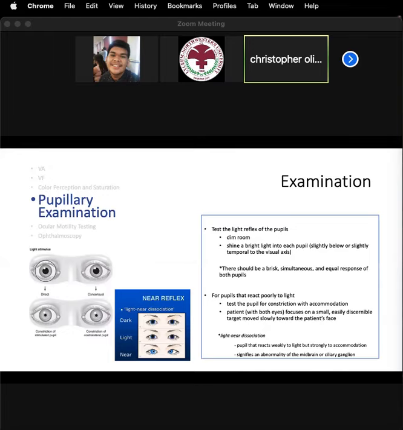Now, for pupils that react poorly to light, you should test pupil constriction with accommodation. The patient, with both eyes open, focuses on a small, easily discernible target that moves slowly toward the face. In light-near dissociation, the pupil reacts poorly to light but strongly to accommodation. It signifies an abnormality of the midbrain.